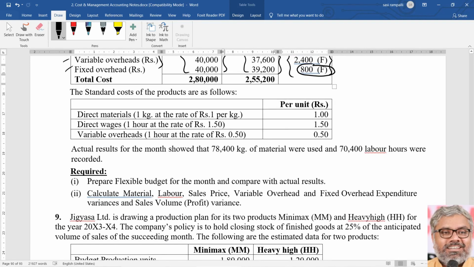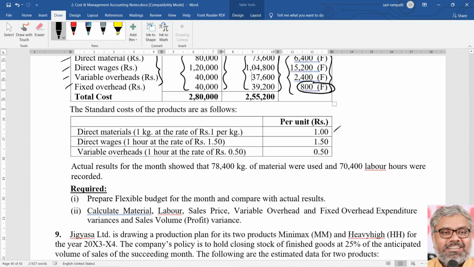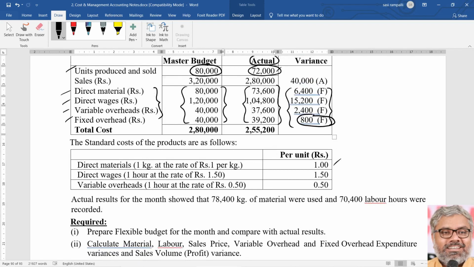But let us look at the standard costs of the products. So direct material takes 1 kg at the rate of 1 rupee, so 1 rupee per unit. Direct wages is 1 hour at the rate of 1.5, that means 1.5 rupees per unit. Variable overhead is also 1 hour at the rate of 0.5, that is 0.5 rupees per unit. That can be observed in the master budget also.